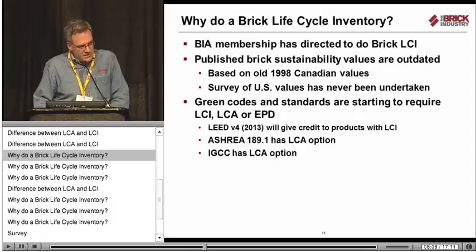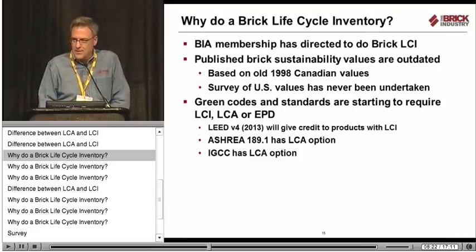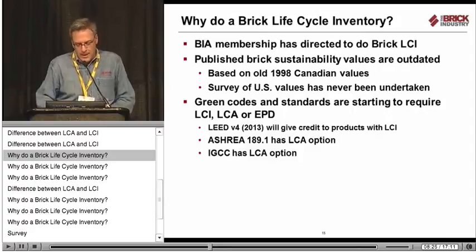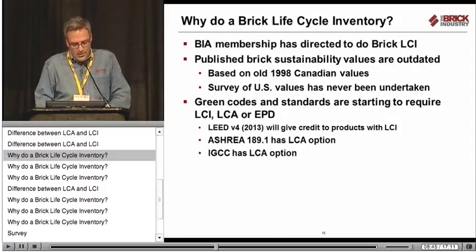The reason that we need to have this information more is that this is becoming more and more something that the building code community is looking for. The green codes and standards, the next version of LEED will have a credit given to products that have an LCI, and if we had an LCI, then we would be able to get a credit for that. There's other green codes or building regulations, something called ASHRAE 189.1, which has an LCA option, as does the International Green Construction Code. And so these are becoming more and more something that we're looking at.